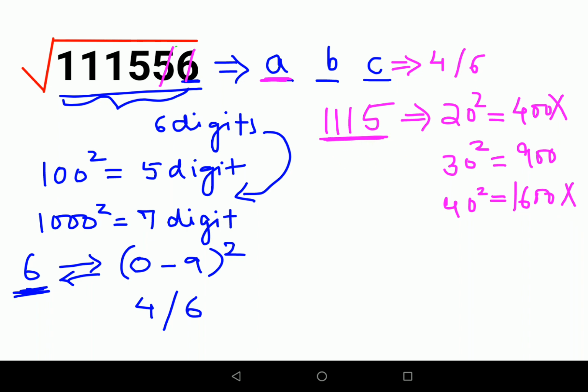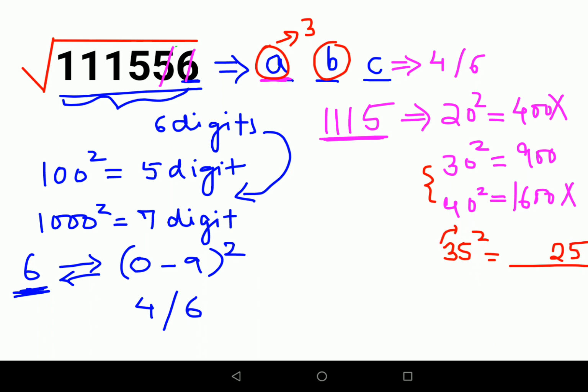So by default I can say that the value of A will be in the 300s. The answer for our entire question will lie between 300 and 400. Okay, now next thing we should do in this case is find out the value of B. Now we know that 1115 is lying between 30 and 40. So let's try and find the square of 35. Now the square of any number ending in 5 is nothing but: first we put the last 2 digits, which is 5 square, that is 25. And then we multiply 3 by the next number, which is 4. So 3 into 4 gets you 12.